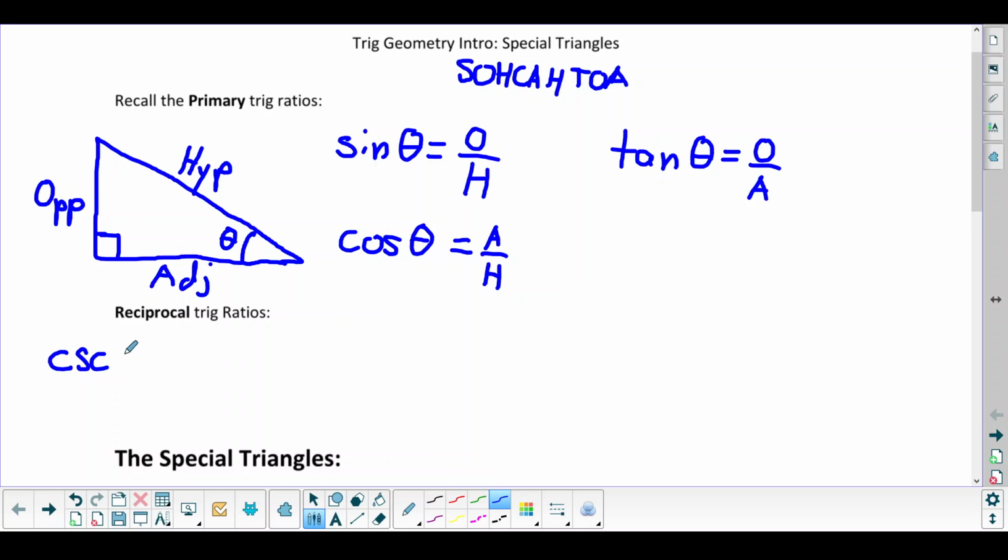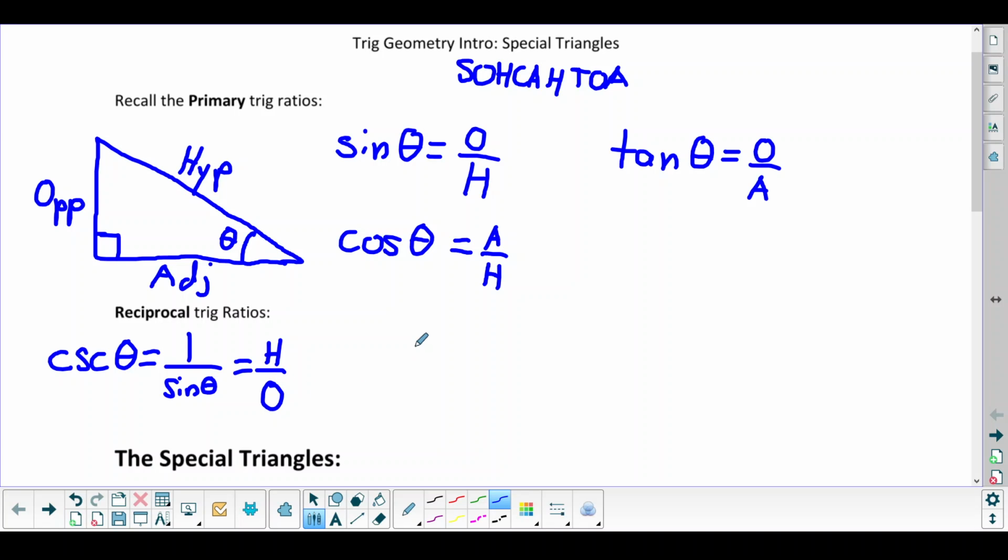We represent it as CSC of the angle. And that's the reciprocal of sine. So it's 1 over sine theta. For the side lengths, it would just be the reciprocal of sine. So it's hypotenuse over opposite. Okay. So that's the first one.